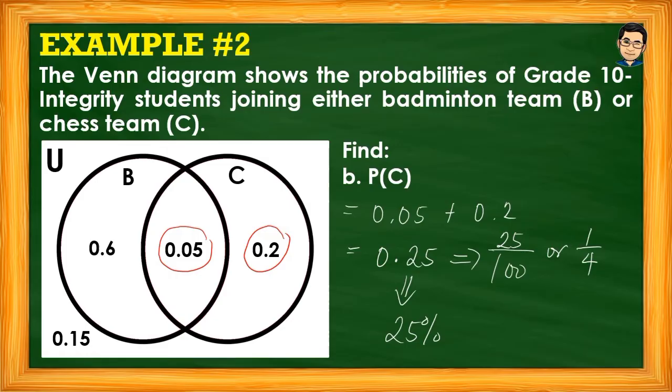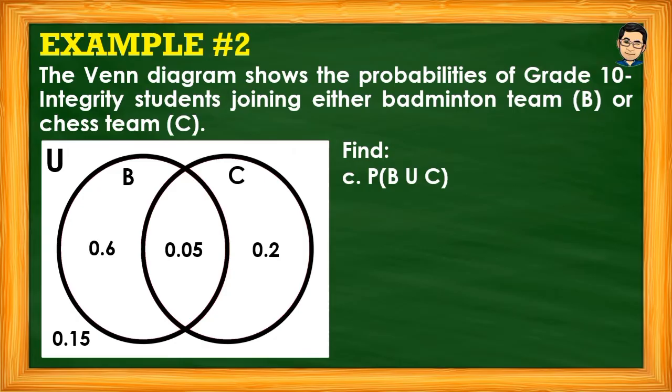So, based from this given, naka-express yung mga probabilities in decimal form. So, yung sasagot po natin dito is 0.25. So, pwede rin naman yung 1/4 and 25%, as long as equivalent naman sila.